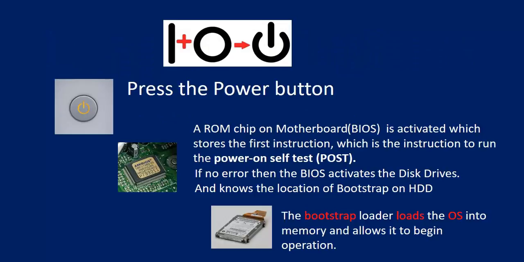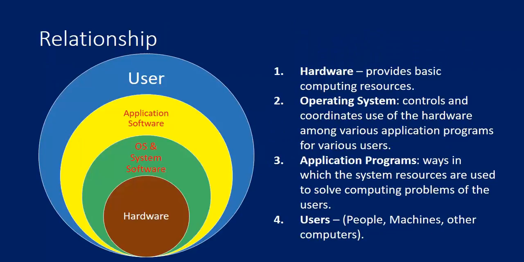Once the BIOS activates it, the bootstrap loader loads the OS into memory, that is RAM, and allows it to begin operation. So as soon as the bootstrap loader loads the operating system into RAM, the CPU automatically gets access to the operating system and it starts running, and we get the interface.